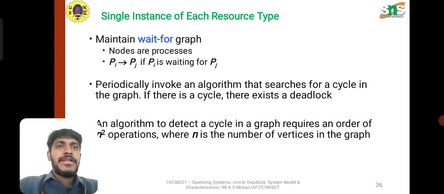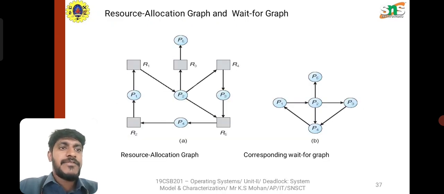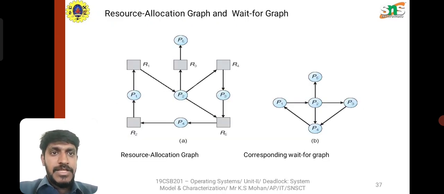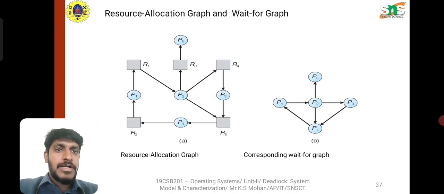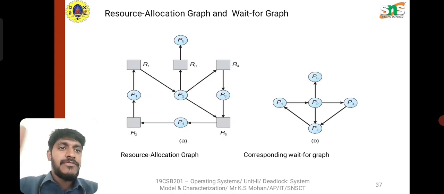For a single instance of each resource type, we use the resource allocation graph and the wait-for graph. The resource allocation graph has resources R1, R3, R4, R2 and R5, and processes P1 to P5, with the corresponding wait-for graph. Both graphs show the different processes and their relations.